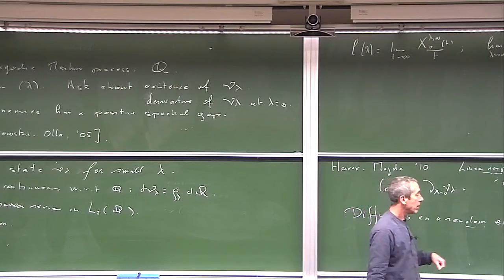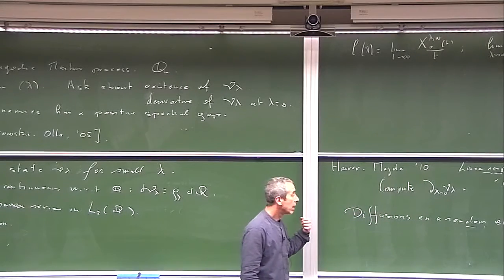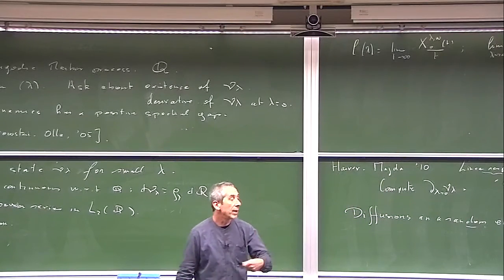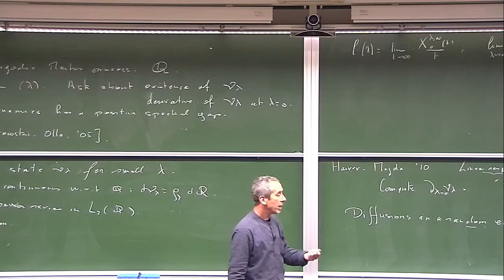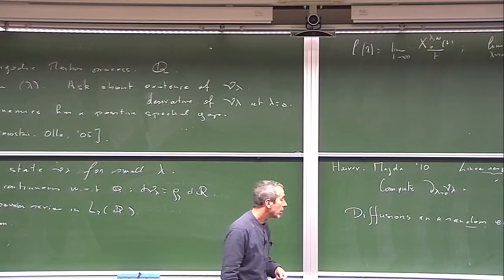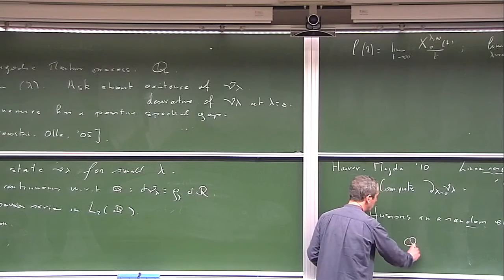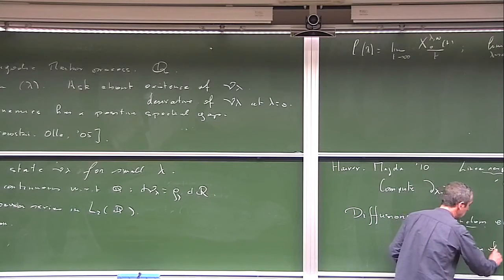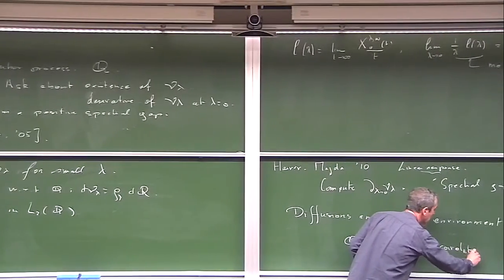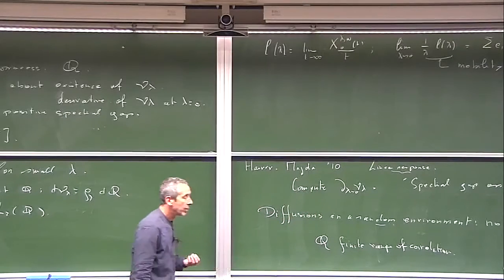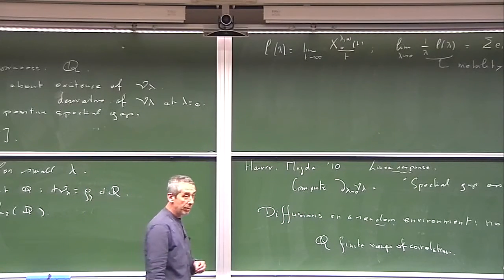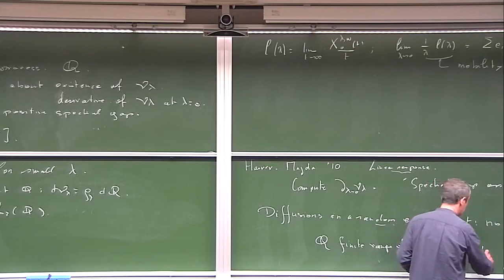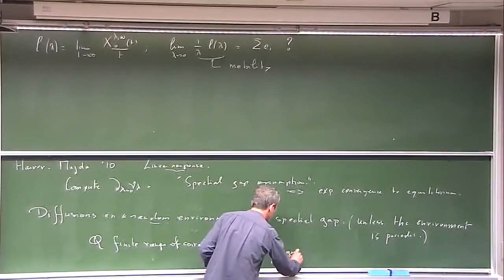So once again, to be a little bit more complete about references. For diffusions in a random environment, the next simplest case after a periodic environment is the case of an environment with finite range of correlation. Typically what you get when Q has a finite range of correlation is that we don't have exponential convergence to equilibrium. What we have is a polynomial speed of convergence to equilibrium. So you have polynomial convergence to equilibrium.